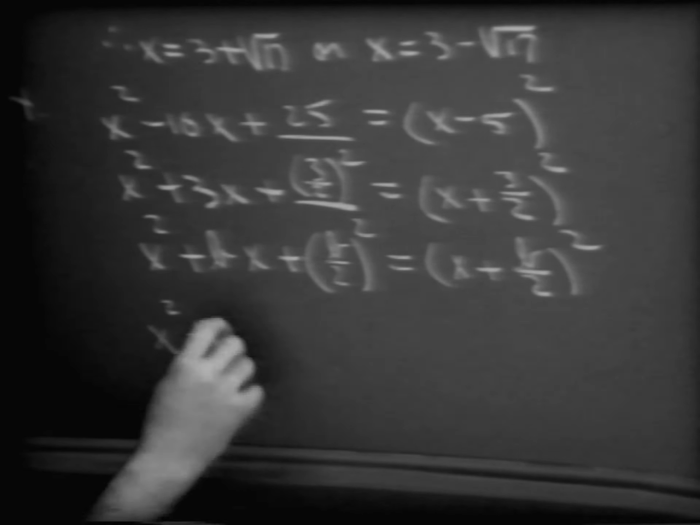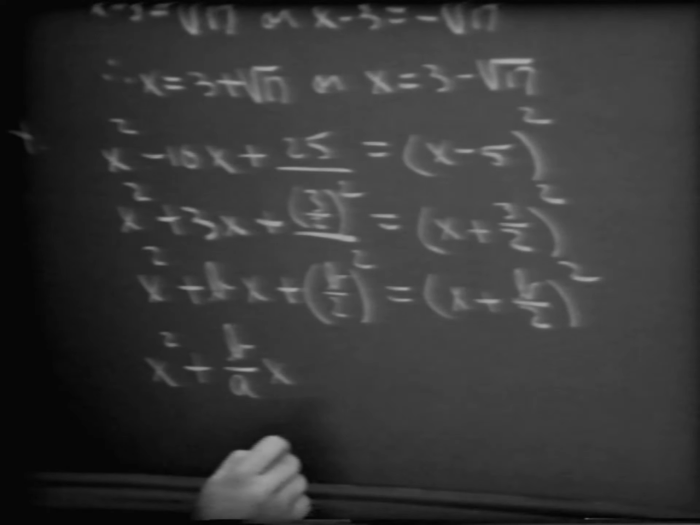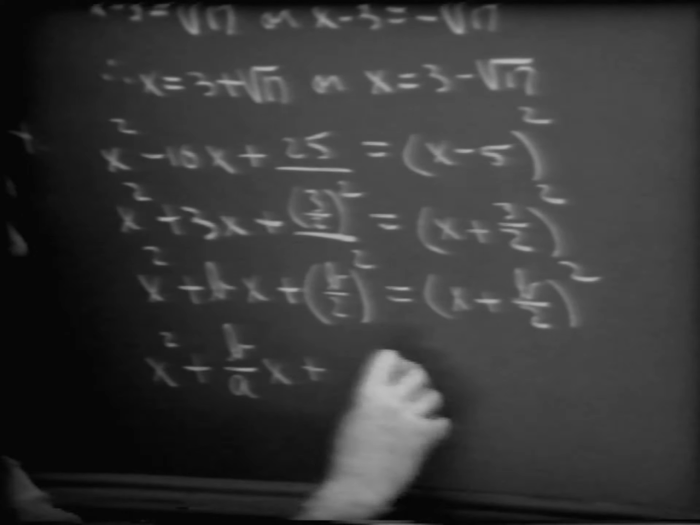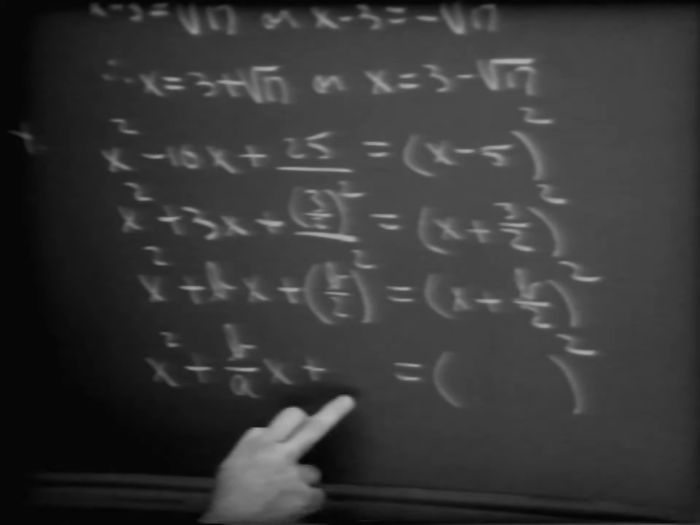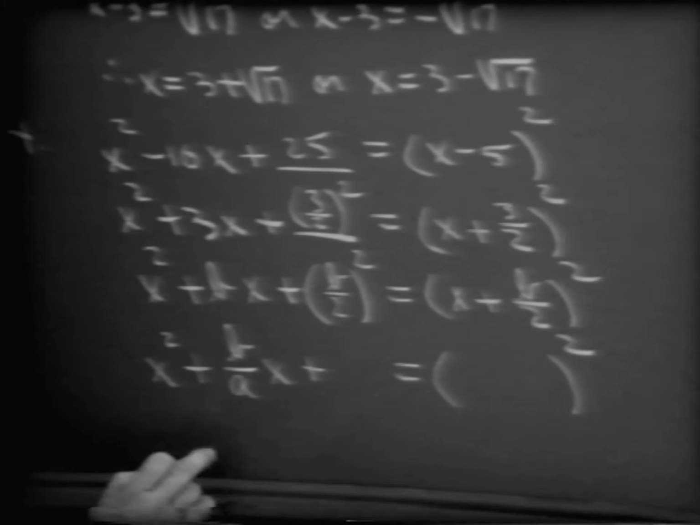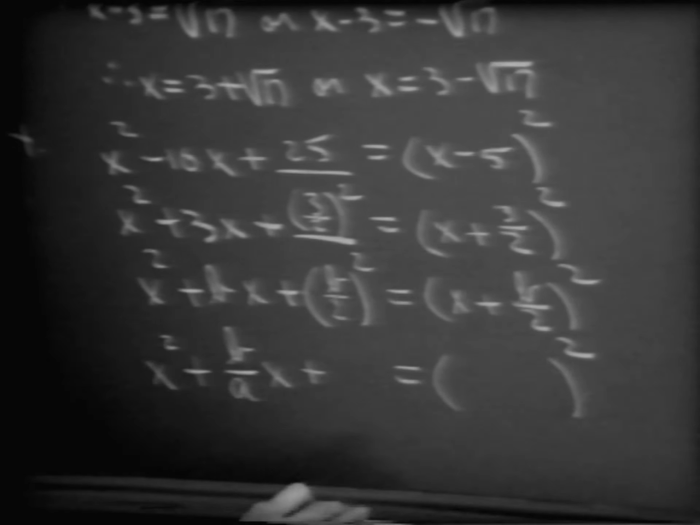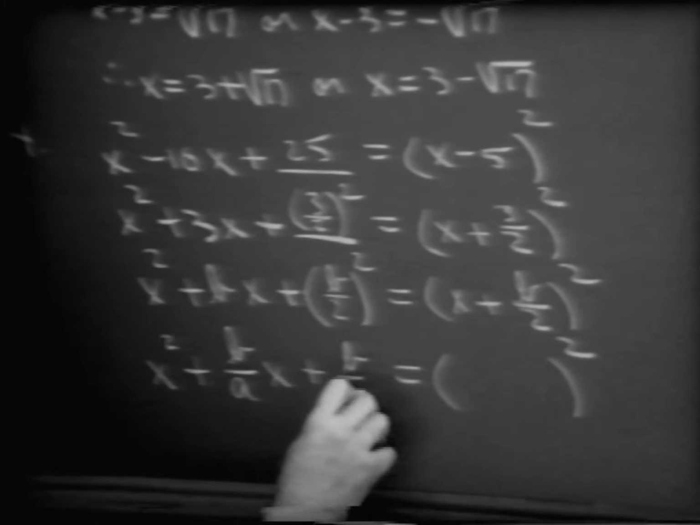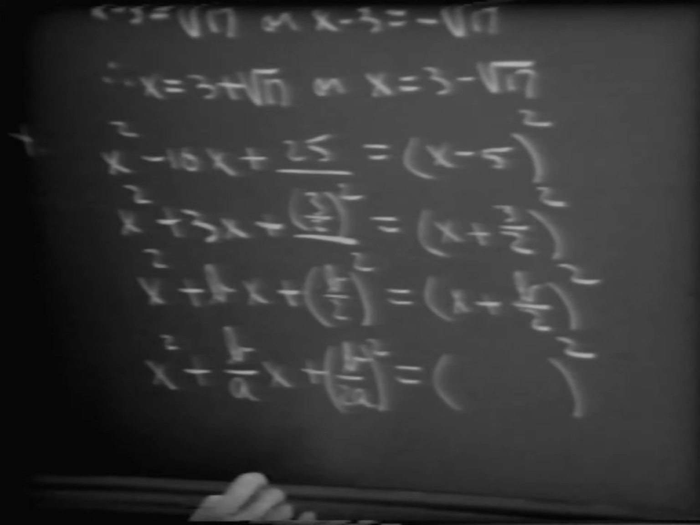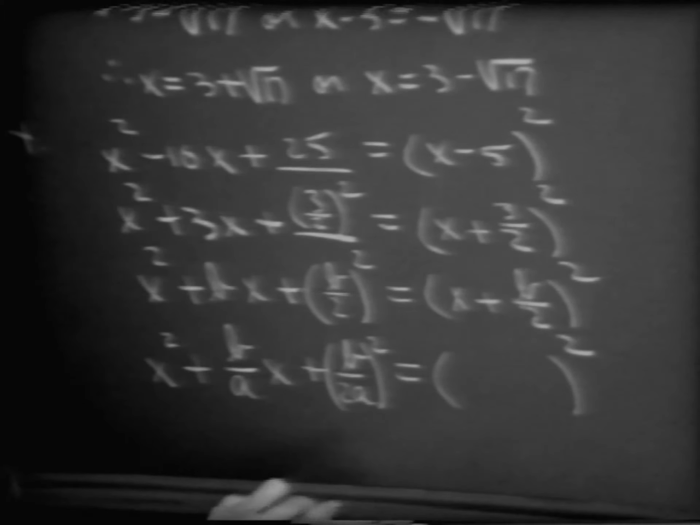Well, let's look at a last example here, and I think this is going to generate the pattern that I would like us to look at. Suppose we had b over a x, plus some number, in this completed square pattern. What number are we going to add to both sides in order to make this sentence true? Ron? b over 2a, the quantity squared.